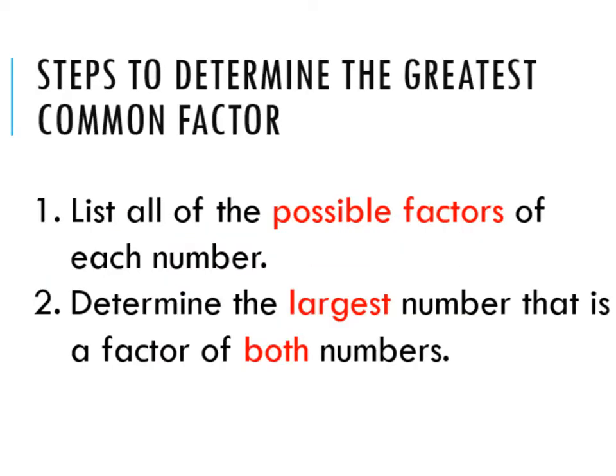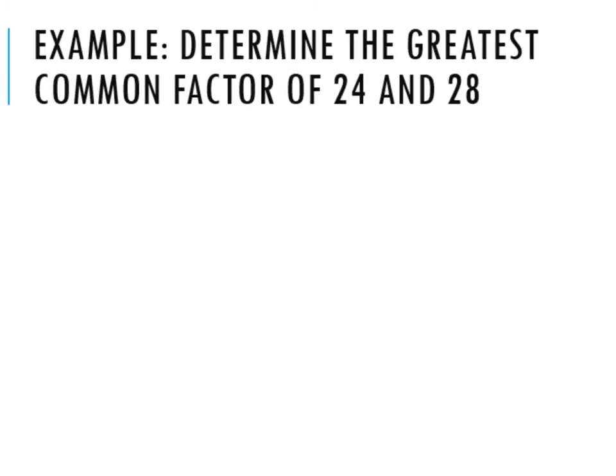In order to determine the greatest common factor of a set of numbers, you should list all of the possible factors of each number and determine the largest number that is a factor of both of those numbers. So in our first example, it says determine the greatest common factor of 24 and 28. First, I want to list the factors of each.